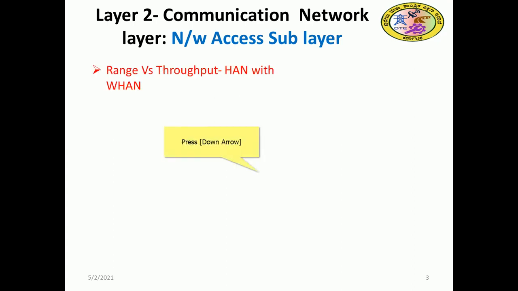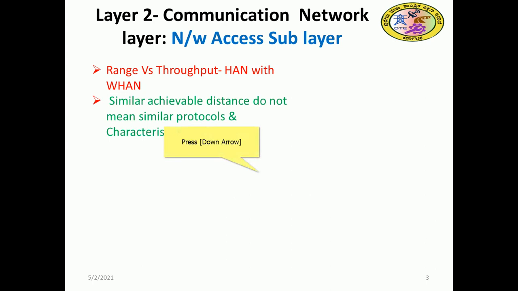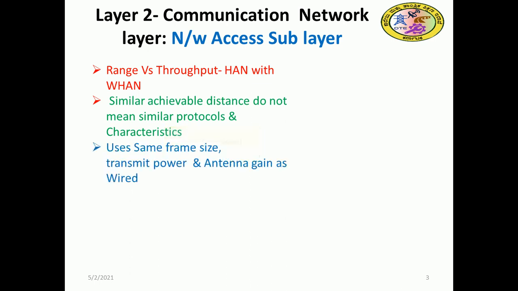Range versus throughput, that is the home area network with the wireless home area network. Similar achievable distance does not matter here; in other words, it is not the important thing. The protocol may be the same or have the same characteristics. It doesn't mean that it achieves more distance and so on. So distance may not matter at all.